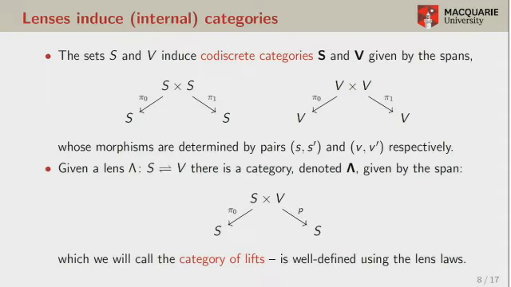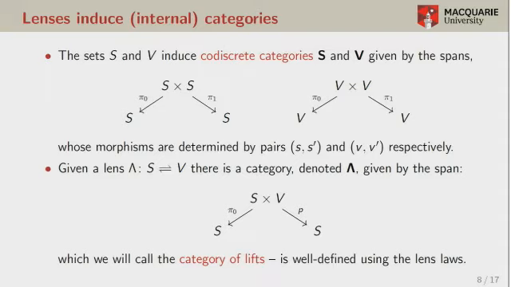So that's what the sets do, and how can we see what the lens is? Well, this is quite an interesting observation: every lens also induces a category, which I denote by lambda. This category, again, has objects given by our source states, but now the morphisms are given by pairs S and V. And maybe I should draw a picture to explain what's going on here.